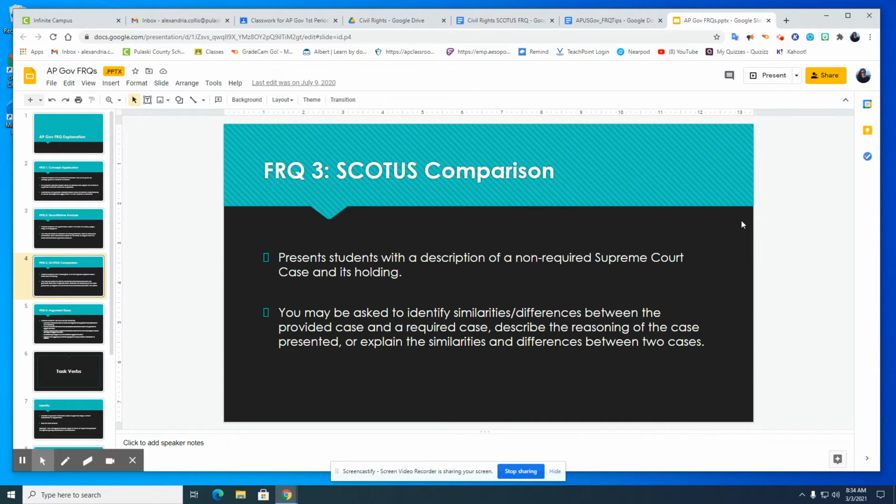So you're going to describe the reasoning of the case presented or explain the similarities and differences between the two cases. Essentially, what this type of question is going to ask you to do is compare and contrast a non-required case with a required case. It's measuring to see how much you know about the required case in the prompt.